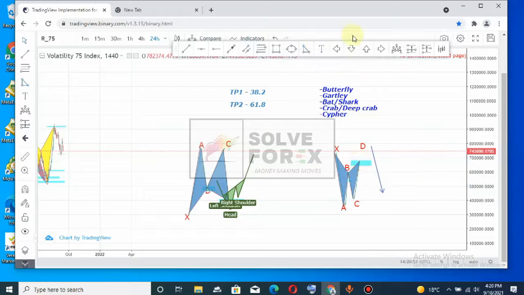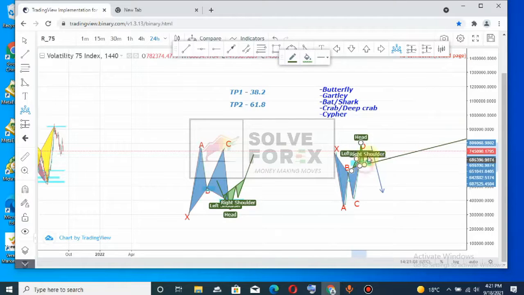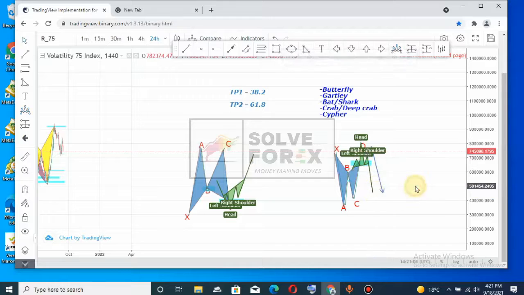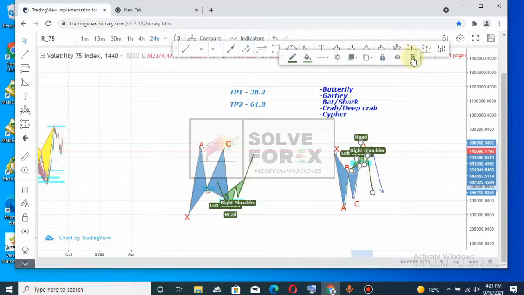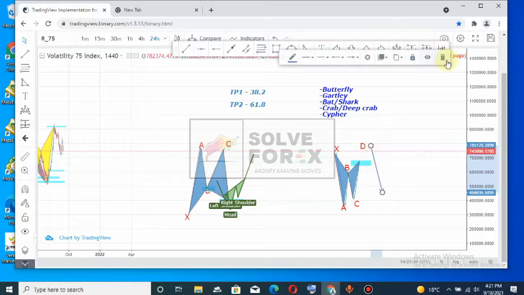What do you look for on D? Double top pattern or head and shoulders. Easy. Entry. That's your entry down. That is your Gartley pattern.